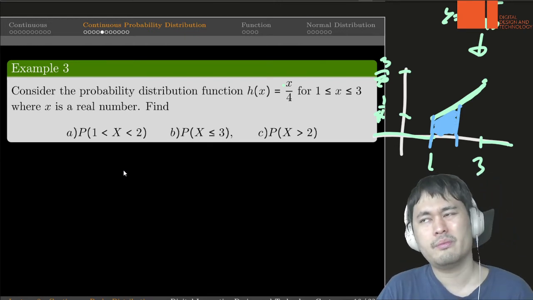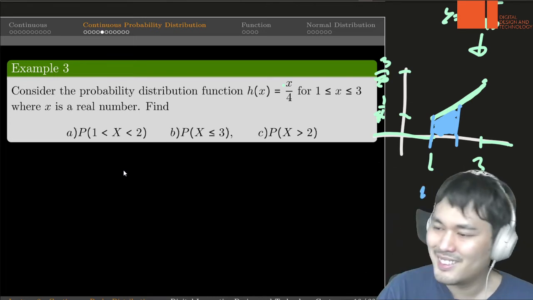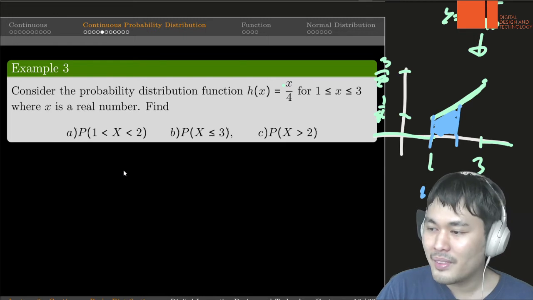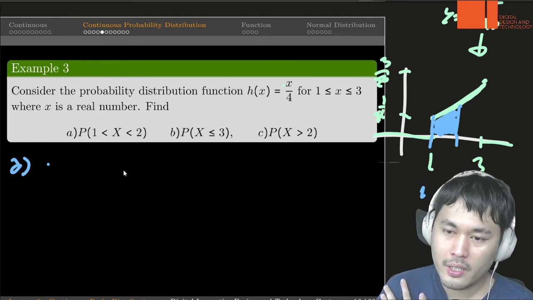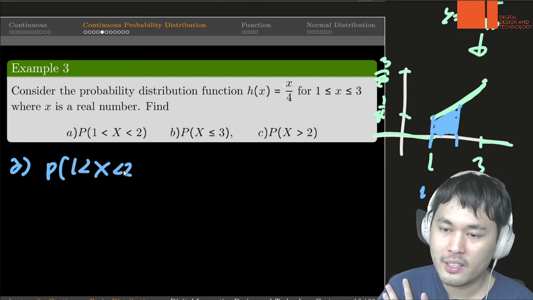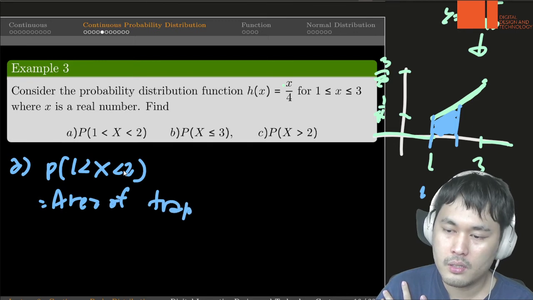It's not rhombic, right? It's something else here. Trapezoid. Oh, it took me forever. Yes, of this trapezoid. So for question A, the probability of that thing is the area of the trapezoid.